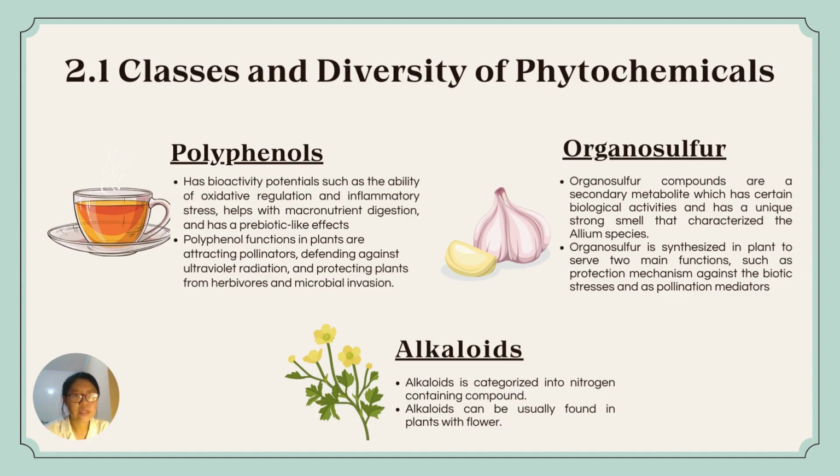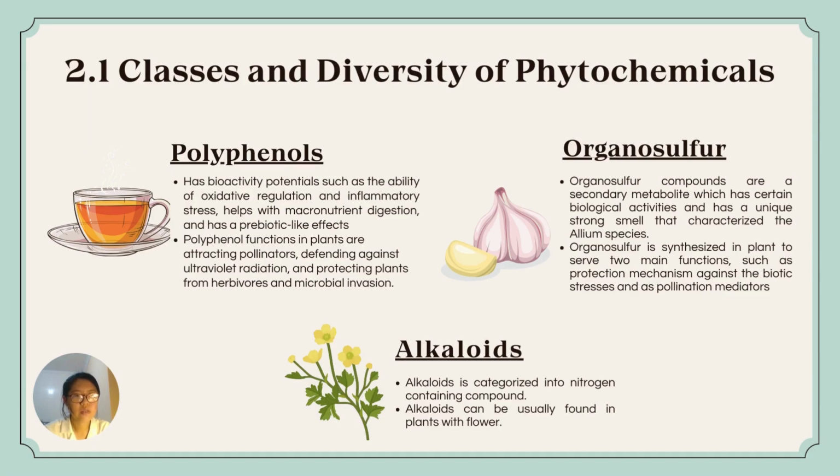The next one is alkaloid. So alkaloid is categorized as a nitrogen-containing compound, and besides the nitrogen component, there are also other components like carbon, hydrogen, and also oxygen. Alkaloids can usually be found in plants with flowers.